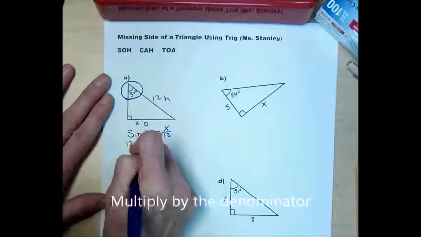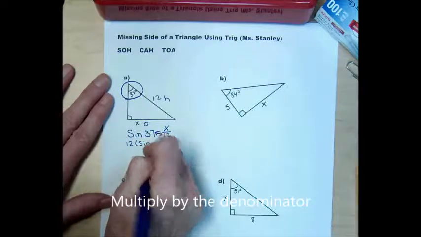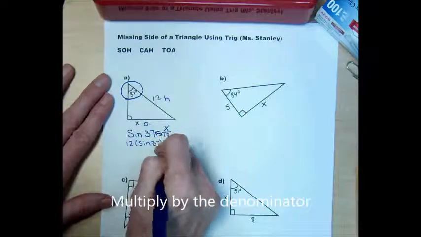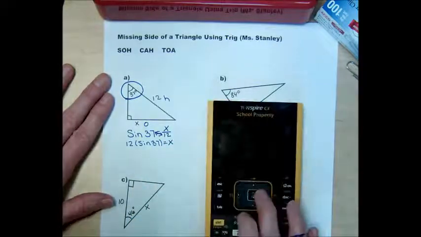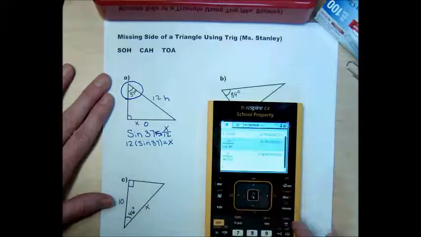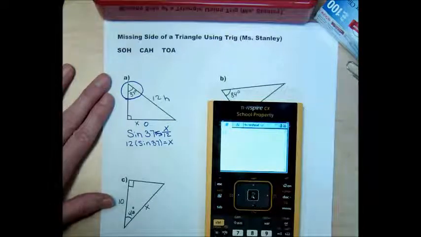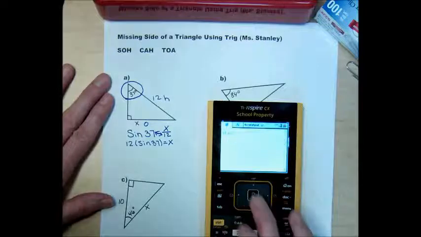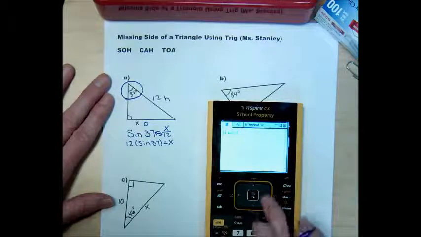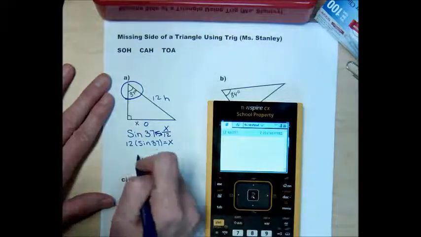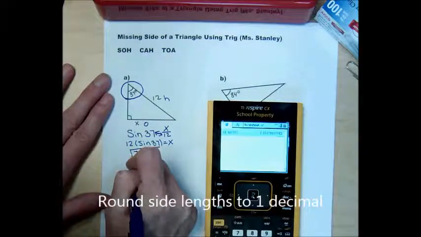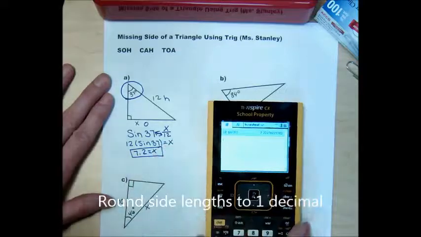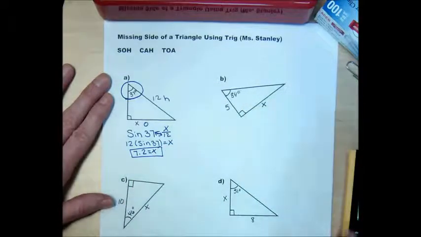So 12 times the sine of 37 degrees equals x. And I'm going to put that in my calculator, and I'm going to round to one decimal place. And I get 7.2, or 7 2/10. Alright, so not hard.